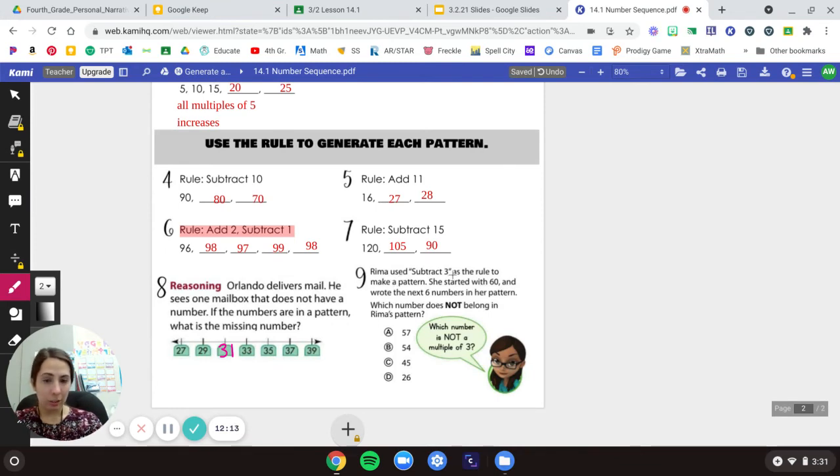Great. And our very last problem. Rima subtracted 3 as the rule to make a pattern. She started with 60, and she wrote the next 6 numbers in her pattern. So which one does not belong? Well, if you write out 60 minus 3 and you write 6 more times, you would know that 57 and 54 show up on that list, and 45. Would 26 show up in the next numbers? No, it wouldn't. So our answer is D, 26.